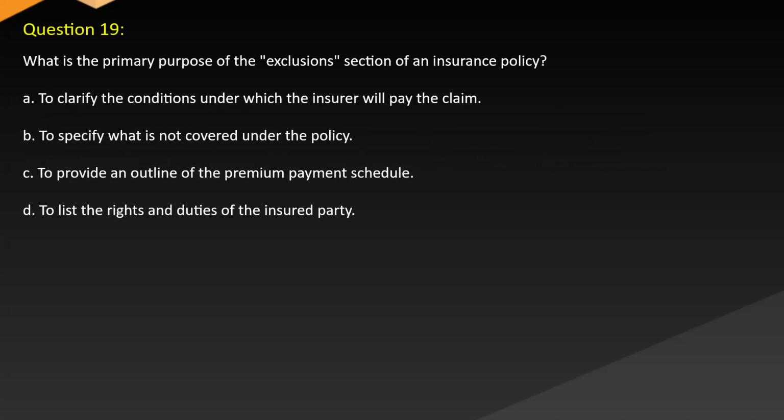Question 19. What is the primary purpose of the exclusions section of an insurance policy? A. To clarify the conditions under which the insurer will pay the claim. B. To specify what is not covered under the policy. C. To provide an outline of the premium payment schedule. D. To list the rights and duties of the insured party.